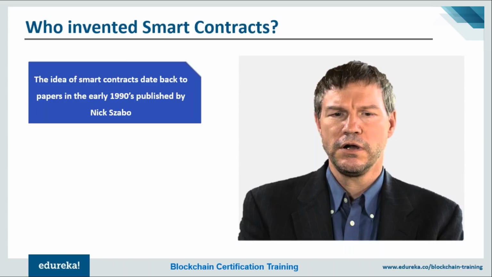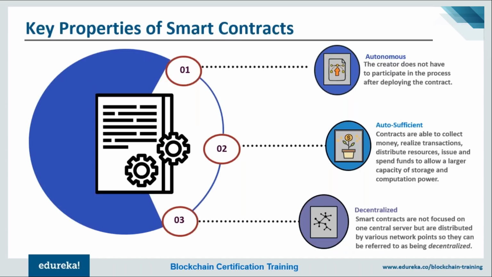Today, we have numerous blockchain platforms other than Ethereum that support smart contract functionality. For example, Hyperledger Fabric, NEM, and Stellar. Regardless of the platform they are deployed in, smart contracts have some general key properties. Firstly, every smart contract is autonomous in nature. This means that once a developer has created his logic and deployed it on the blockchain as a smart contract, he does not need to participate in any of its processes. Smart contracts are also auto-sufficient, which means that they can collect money, realize transactions, distribute resources, issue and spend to allow a larger capacity of storage and computation power. Lastly, smart contracts are decentralized. They are distributed by various network points instead of being focused on one single central source.